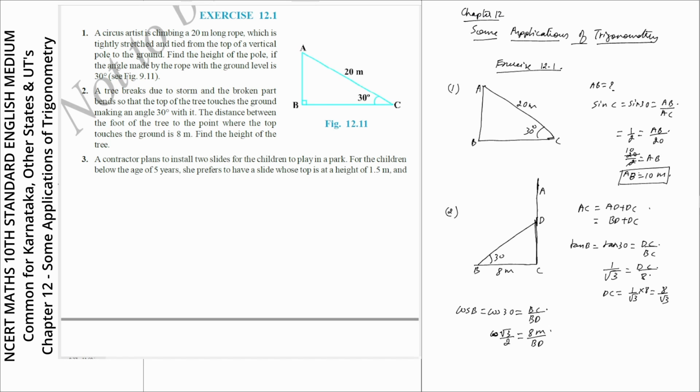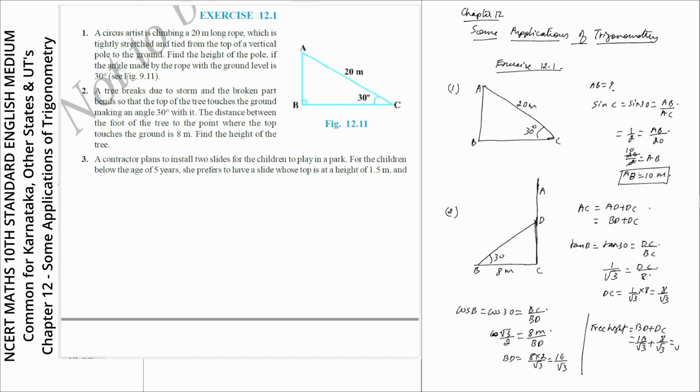Now BD is equal to, when we cross multiply, we get 8 into 2 divided by root 3, or 16 by root 3. Now what is the height of the tree? Tree height is equal to BD plus DC. BD I got as 16 by root 3 plus, what is DC? DC is 8 by root 3.